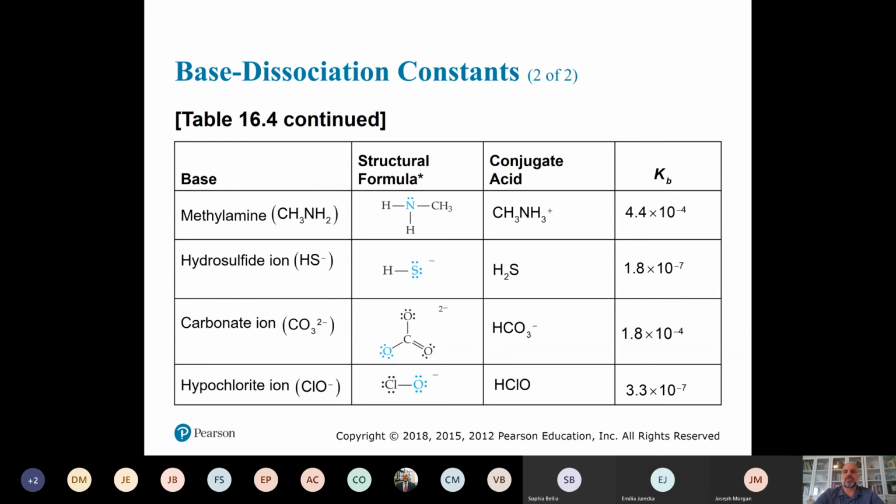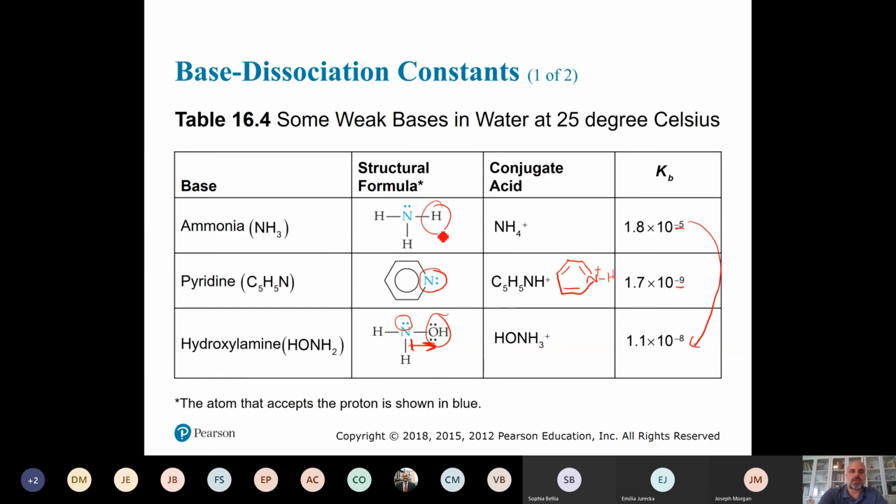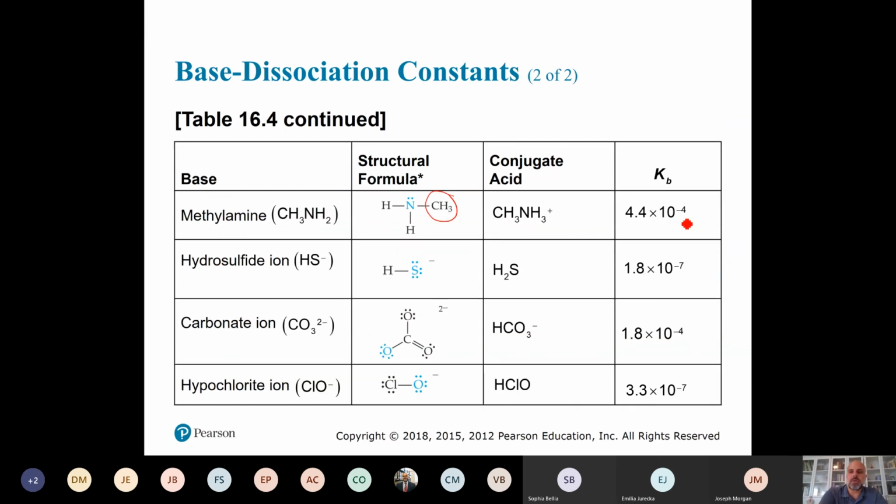Here are a couple other examples. You can see methylamine. If we compare methylamine, now we have a CH3, versus the hydrogen of ammonia. We're at 10 to the minus 5 for ammonia, whereas now we're at 10 to the minus 4 for methylamine. So the difference here is now the dipole goes in the opposite direction. The dipole is pointing towards the nitrogen, so the carbon atom is actually donating electrons towards nitrogen, and it makes it more basic. So we end up with a stronger base when we have methylamine.